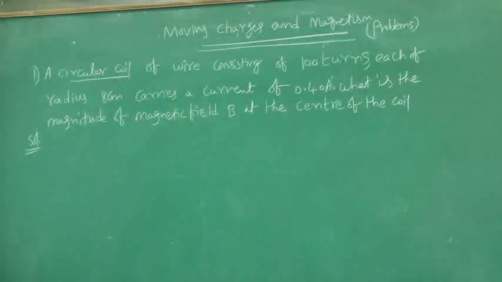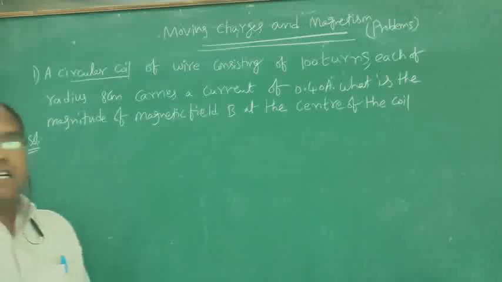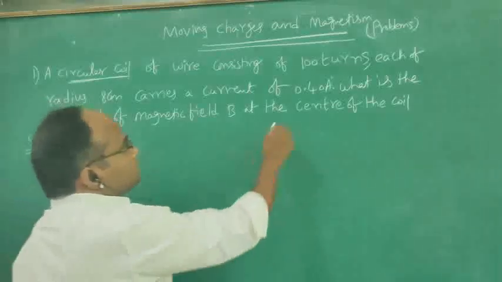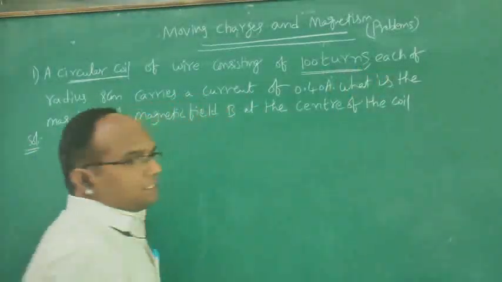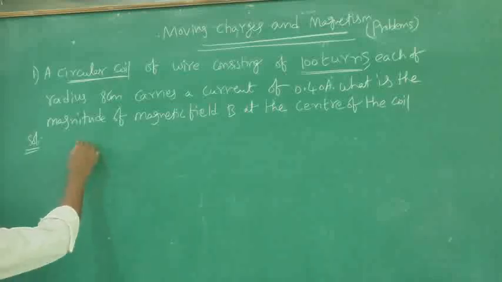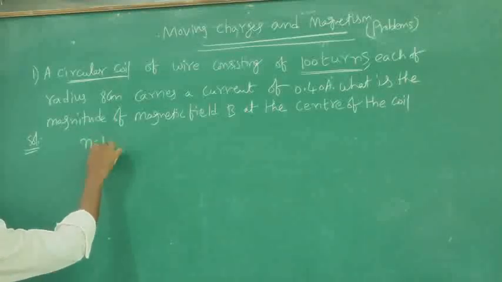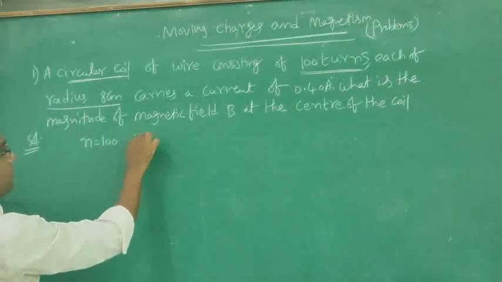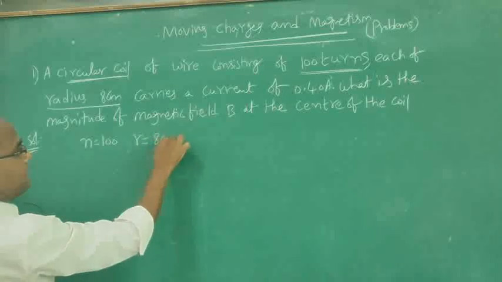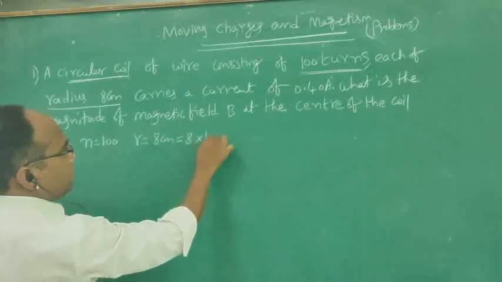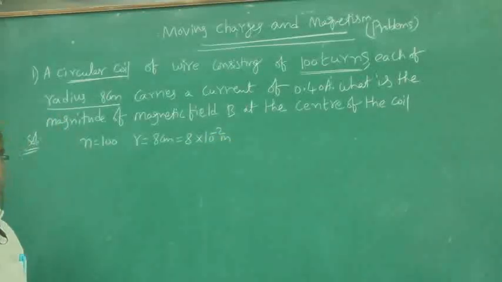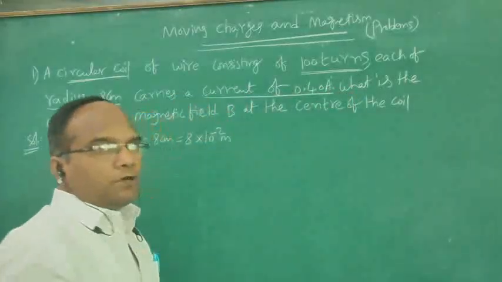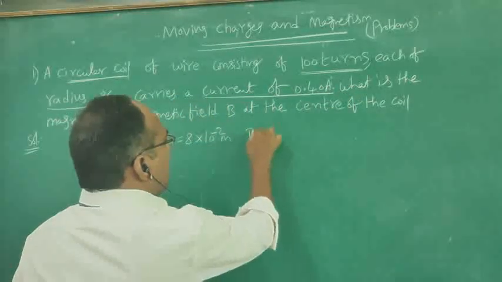So, what is given? We are talking about the circular coil. You have to remember the circular coil formula. Consisting of 100 turns, so N is equal to 100 turns. Each of radius 8 centimeter. Radius is 8 centimeter, and 1 centimeter is equal to 10 to the power of minus 2 meter. Carries a current of 0.40 ampere, so I is equal to 0.40 ampere.